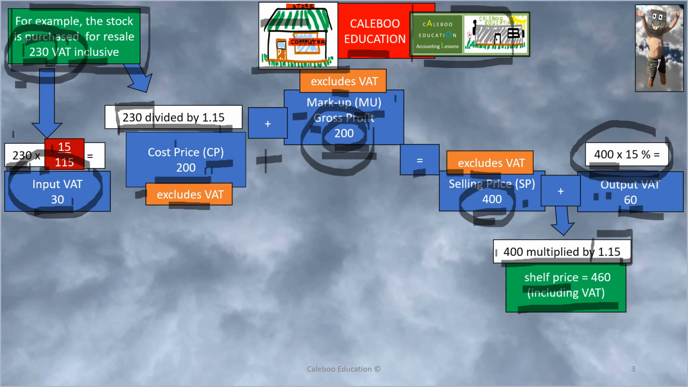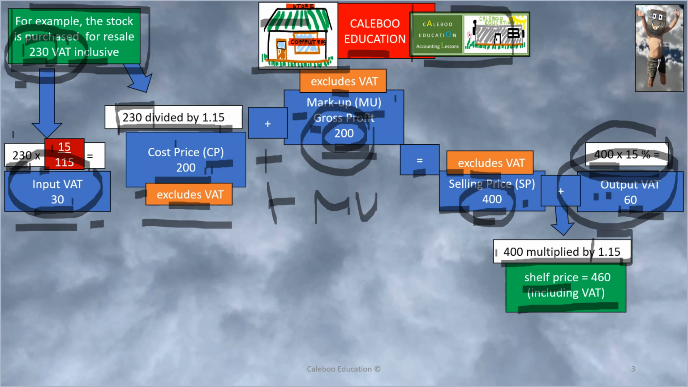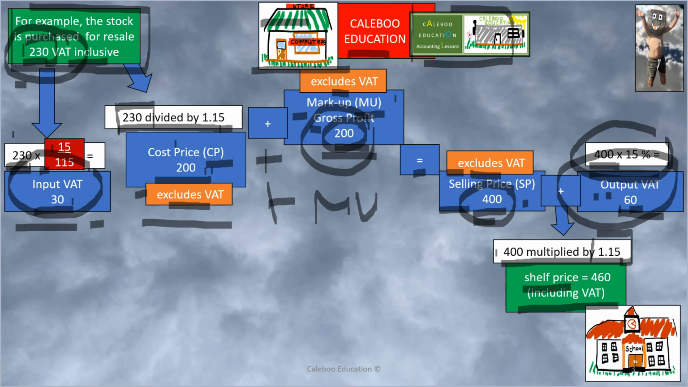So I went right from the purchase of a product for resale from the supplier. I took the price and I calculated the input VAT. I got the cost price. I added a markup, got a selling price. Then we added output VAT to the selling price. And then that was sold to, in our case here, the school.